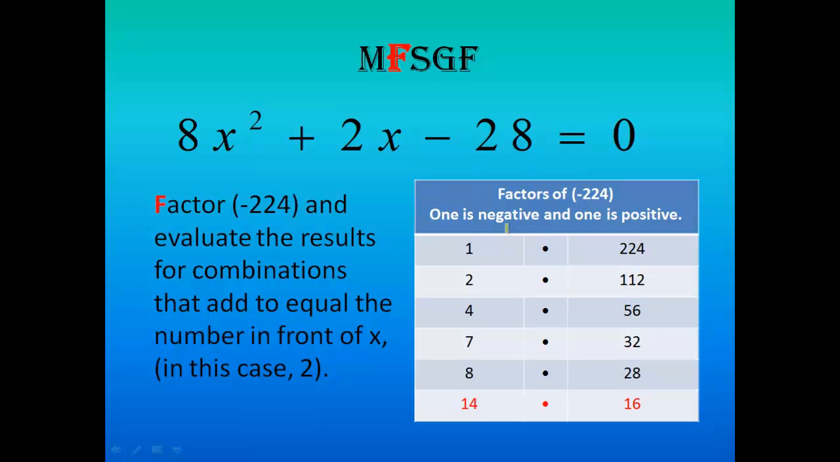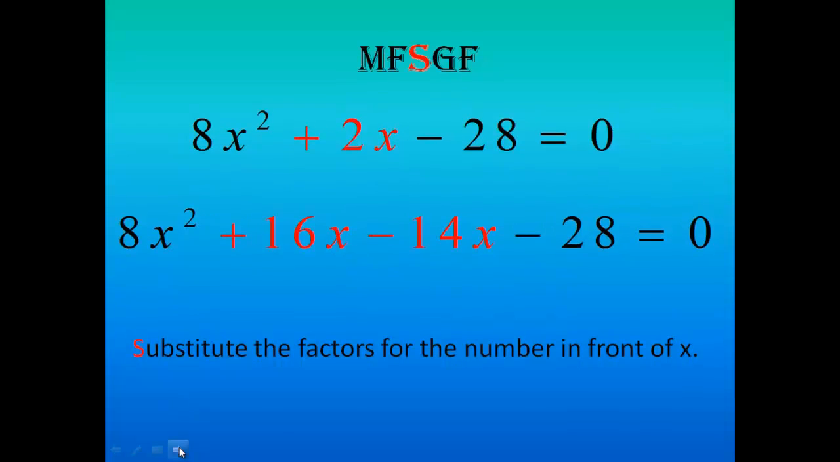So one factor will be negative, one is going to be positive. I want to be able to add those factors to equal the number in front of x, which is 2. So if I look through my factor groupings, looks like I'm getting down to this one with a positive 16, negative 14. So let's take that back and substitute.